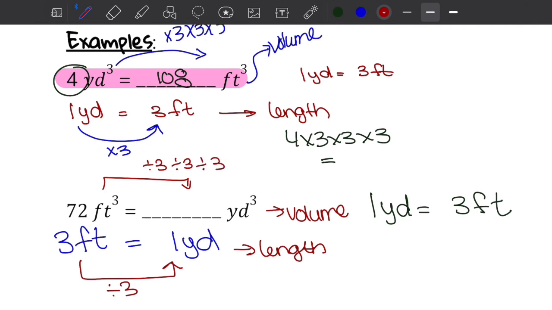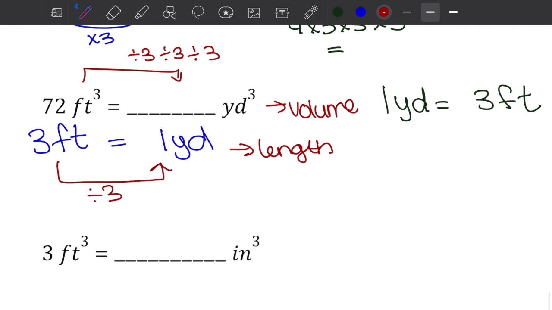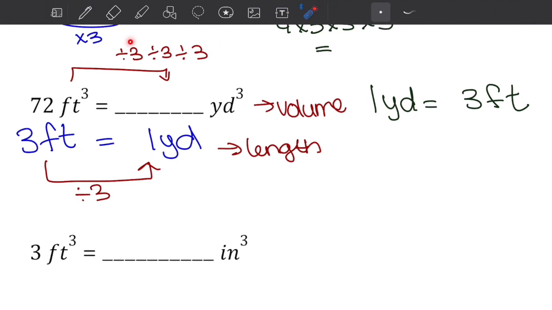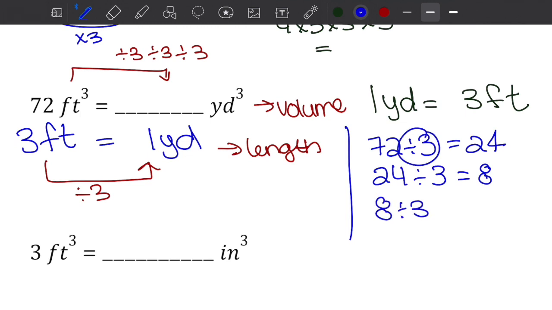And do that step by step. I'm going to show you a way where you can do it all in one step in a few minutes. But if you're going to do it this way, do the division 1 at a time. So I'll show you what I mean by that. So go 72 divided by 3. That will give you 24. Take 24 and then divide that by 3. That will give you 8. Then take 8, divide that by 3. You see how I'm dividing by 3 each time? So that's 3 times. This is the last time.